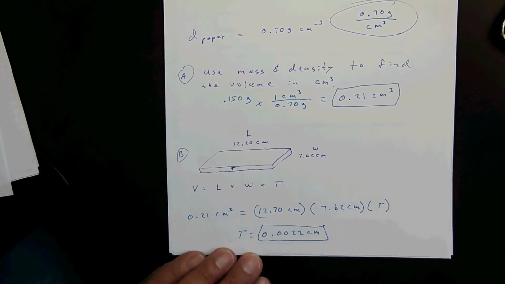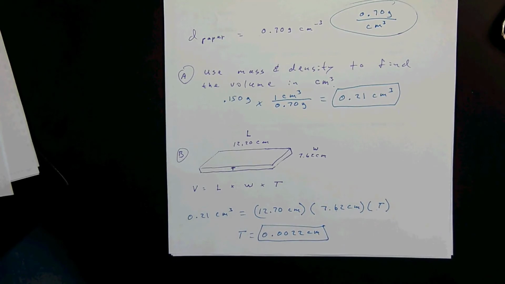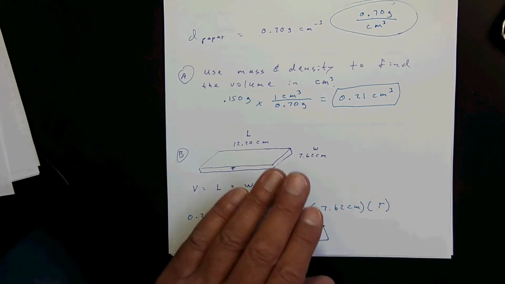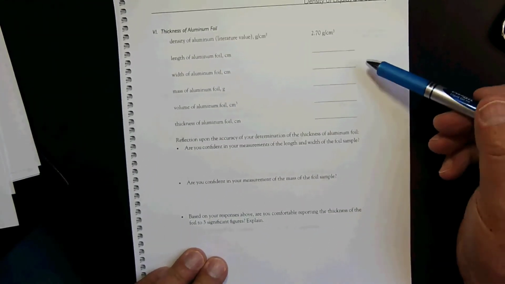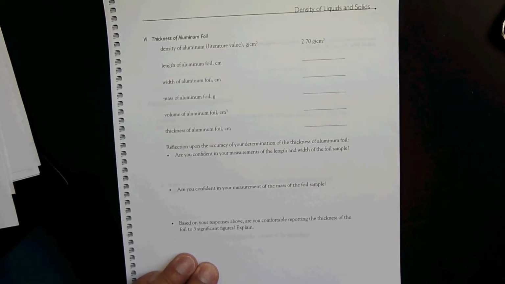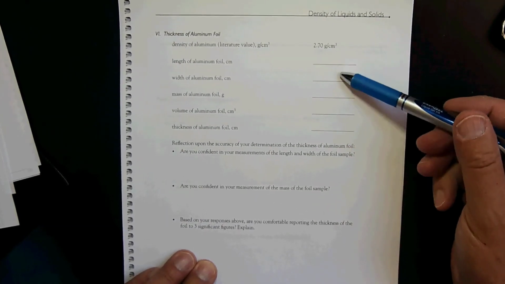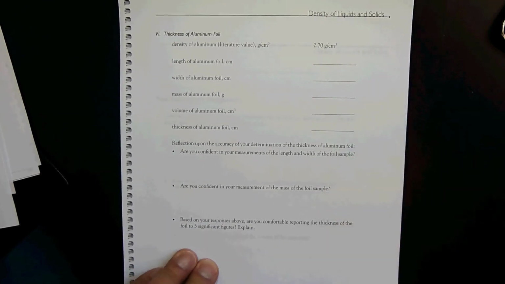centimeters. That would be how thick the piece of paper is. Again, that's an example of an indirect measurement. We do that in the sciences all the time. There's something you can't measure directly, but you can make some other measurements and you can figure out what you're after. Now, you're going to do the same type of calculation for your aluminum foil here. Same exact type of calculation for your aluminum foil.